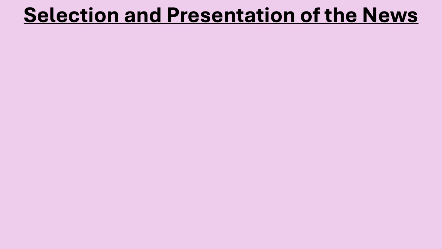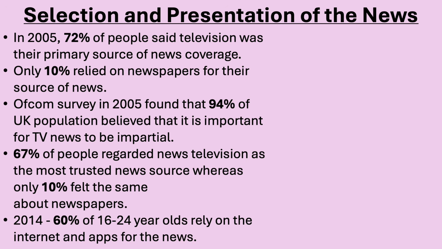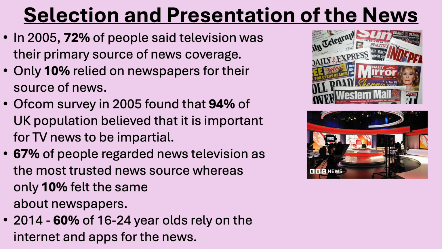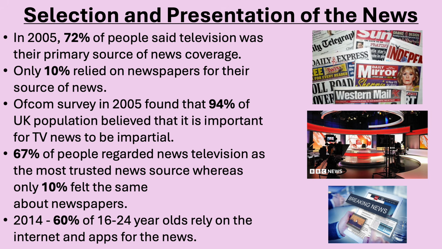Our next topic is selection and presentation of the news. In 2005, 72% of people said television was their primary source of news coverage. Only 10% relied on newspapers. Ofcom's survey in 2005 found that 94% of the UK population believe that it is important for TV news to be impartial. And 67% of people regarded television news as the most trusted news source, whereas only 10% felt the same about newspapers. In 2014, it was found that 60% of 16 to 24-year-olds rely on the internet and apps for their news.